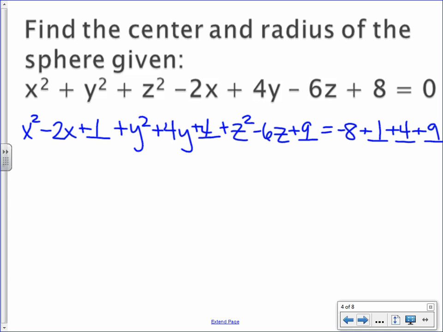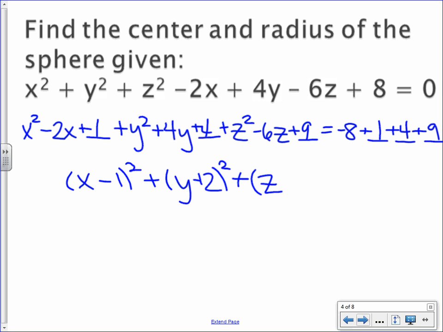So we have, this factors to what? X minus 1, the quantity squared, plus y plus 2, the quantity squared, plus z minus 3, the quantity squared, equals this. Okay? So we have it in standard form. Now we can determine what is the center and radius.